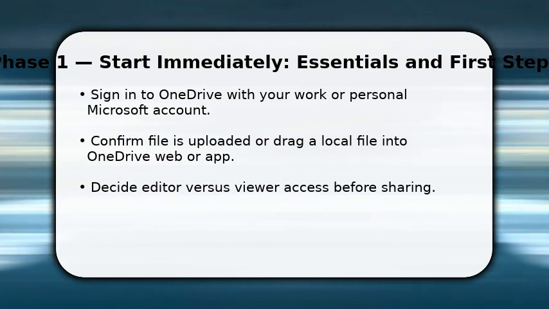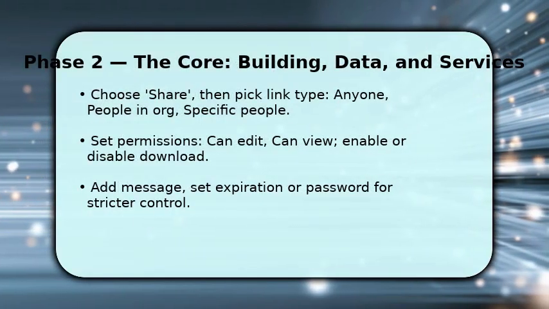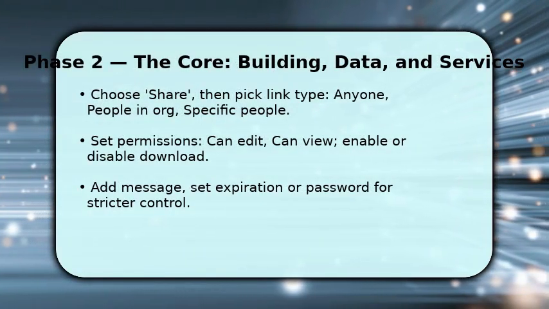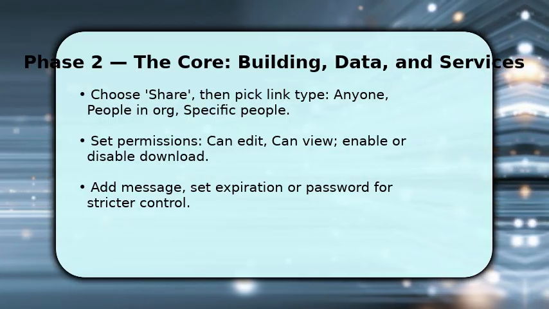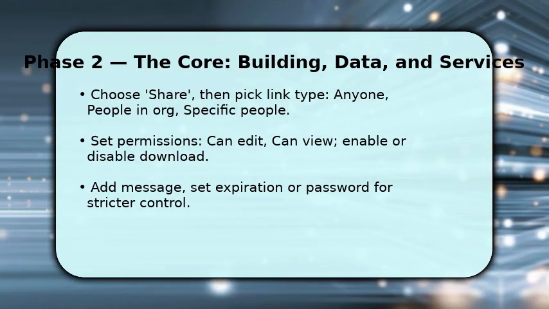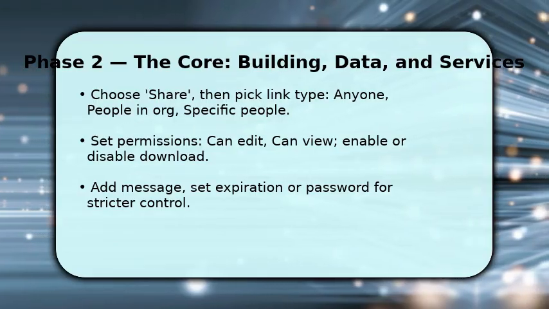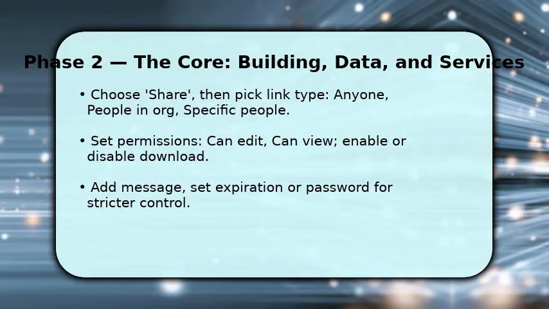Click Share and select the link scope: anyone, people in your organization, or specific people, because scope limits who can use the link. Next, set permissions. Choose Can Edit for collaborative work or Can View to prevent changes. Toggle Download if you want to block local copies.